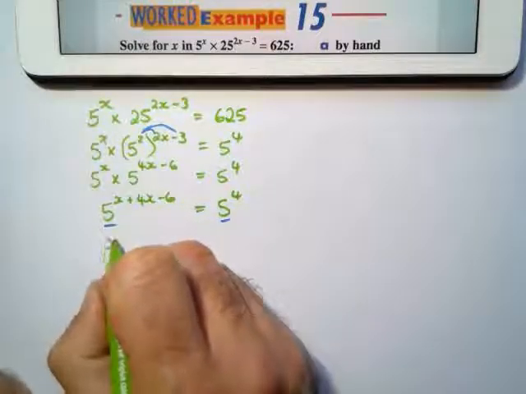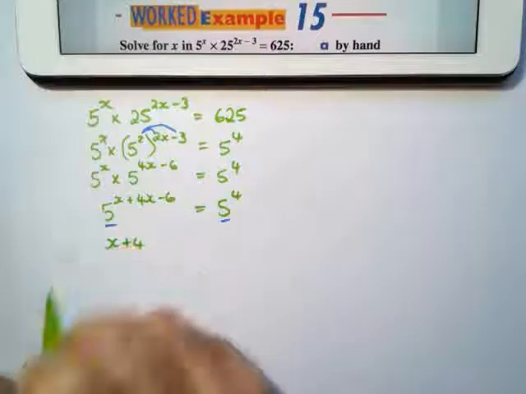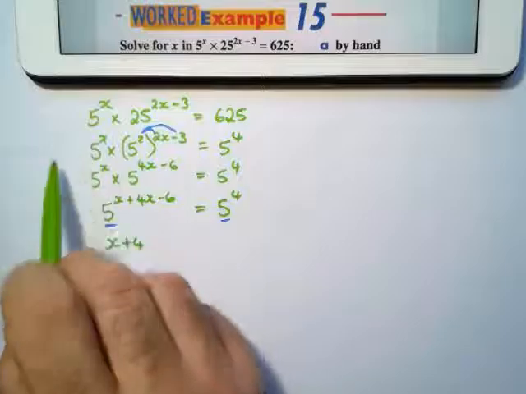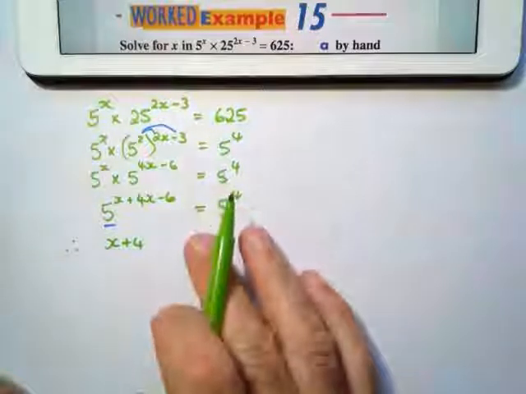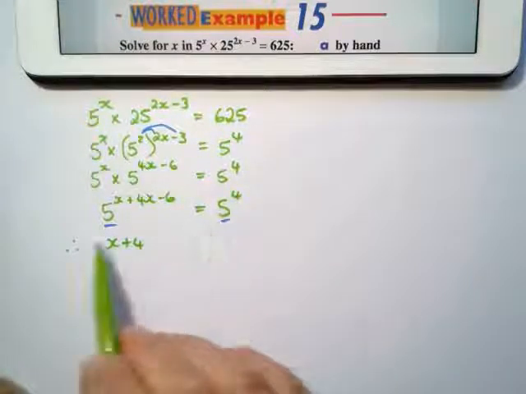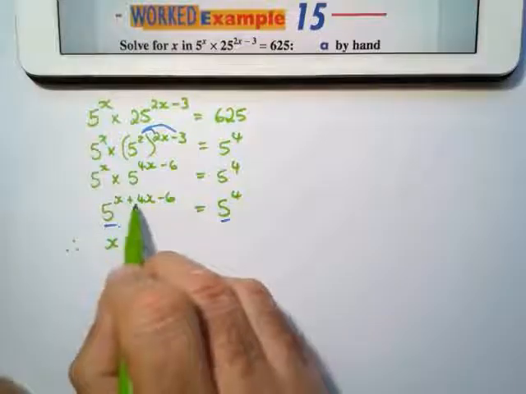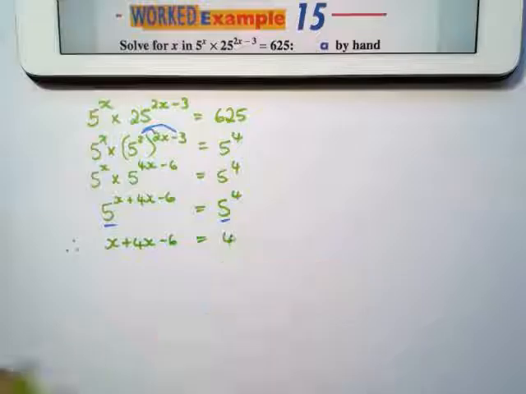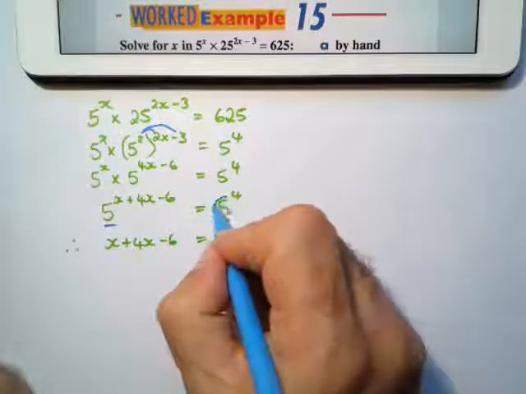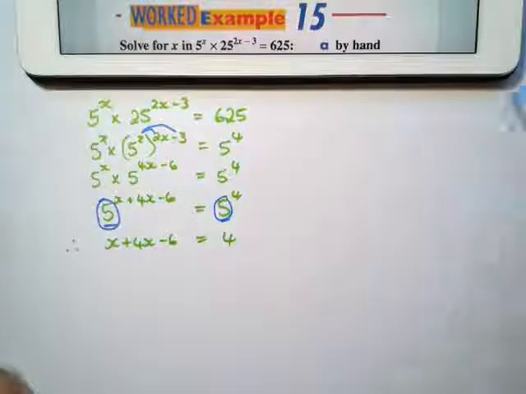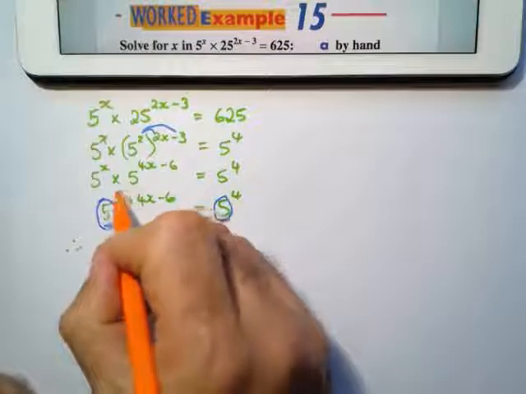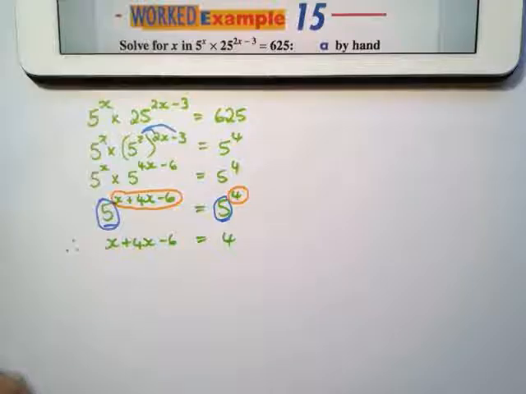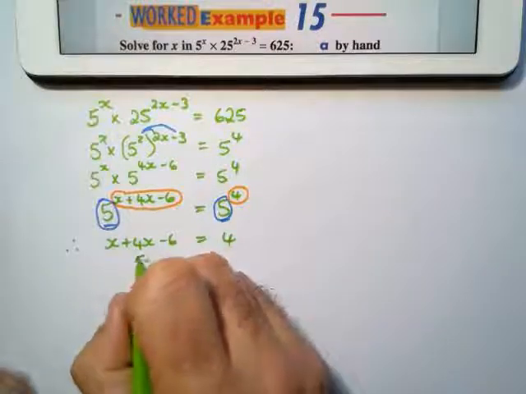So I'm going to say x plus 4, therefore, can you see I don't have any extra equals there. There's our equal signs in the middle. Because of this, therefore, x plus 4x minus 6 must equal 4. Because these are the same, the exponents have to be the same. Okay, and x plus 4x is 5x.